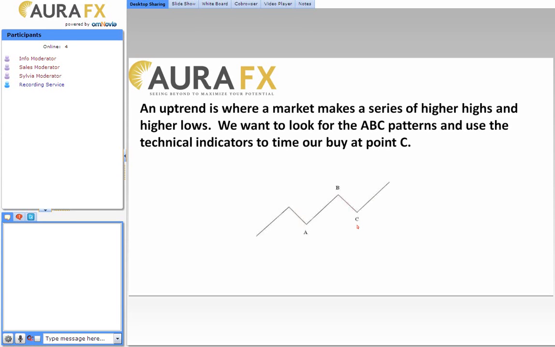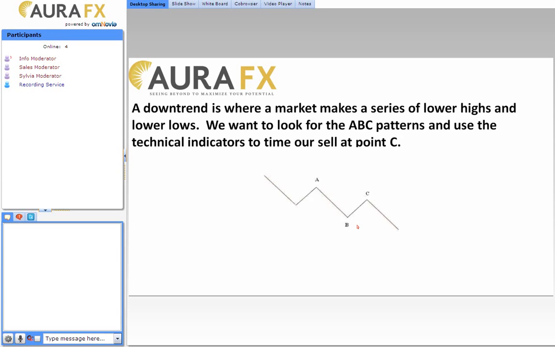We want a market that is either moving strongly to the upside, because we're going to look for that pullback, and then we're going to look for that market to move back to the upside for a buy, or we want to look for a market that is moving to the downside. And again, we want to look for that stair-step formation, and we're looking at point C, and we're using indicators to time our entry as close to that point C as possible, okay, instead of waiting for the breakout.